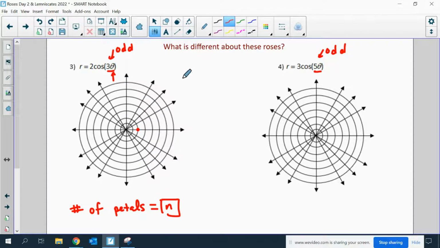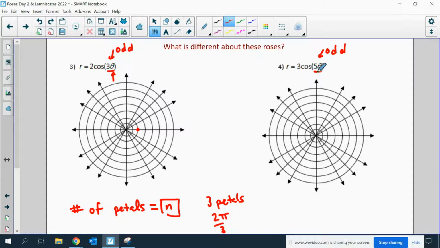Then since I know I have 3 petals in this graph, I would take 2 pi divided by 3, and that tells me my rotational symmetry. So I would end up with another point at 2 pi over 3 and another point at 4 pi over 3. I would end up with 3 petals like that on my graph. And we'll see it when I delete it in a second. So you end up with 3 petals, and 2 pi over 3 is the rotational symmetry.